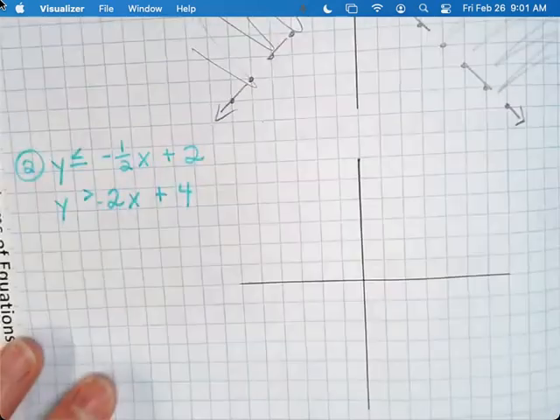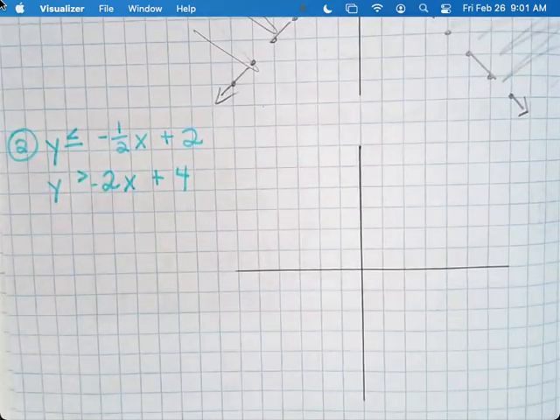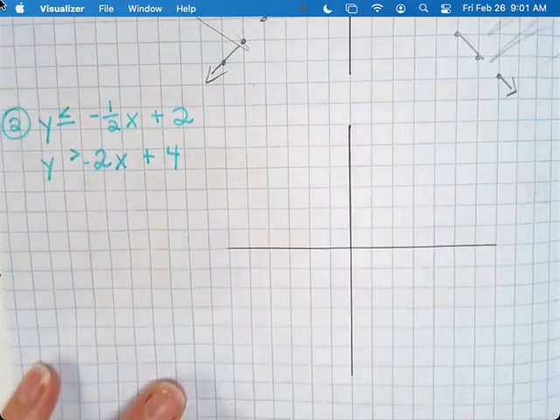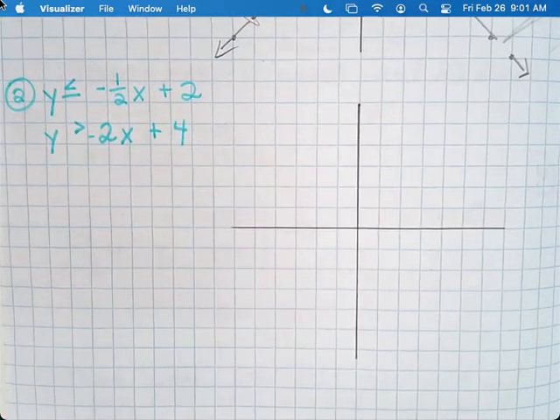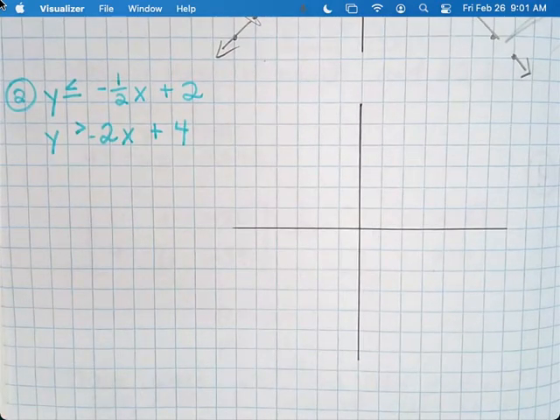All right, let's go to the next one. Go ahead and draw this and write your equations down. Draw your graph. Go ahead and do that right now.